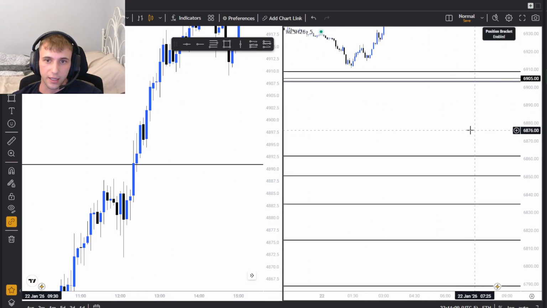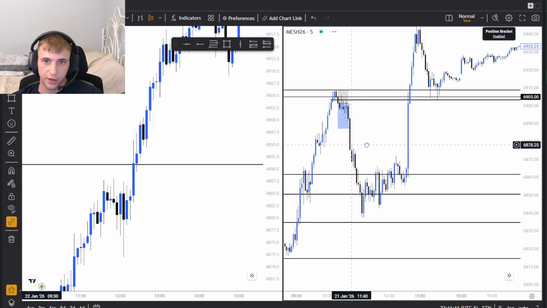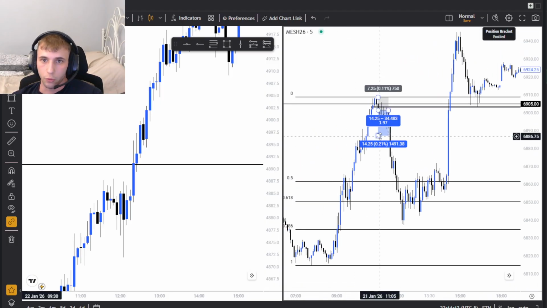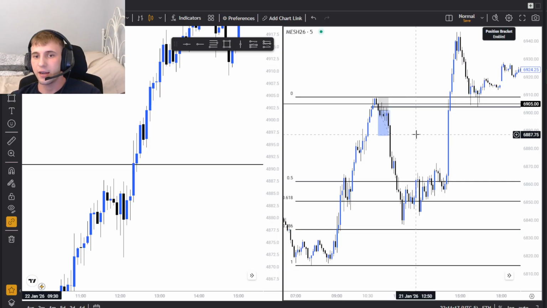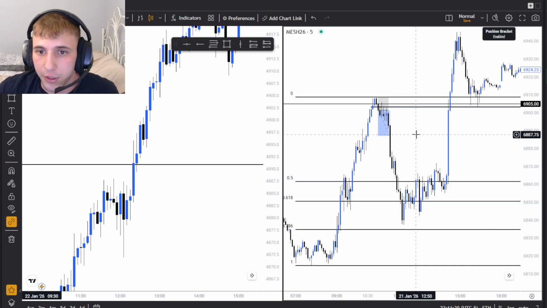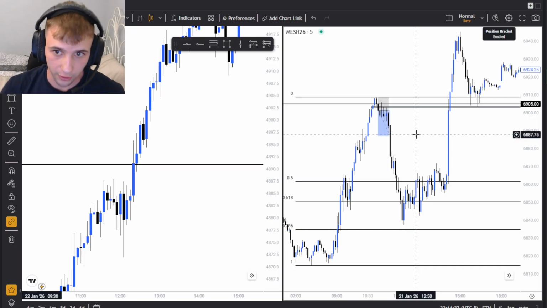It's not to say that price isn't going to make a move down, right? It is going to move down, but it's not going to be a conventional move down. Okay, it's going to be a retrace to move down. You have to understand that.